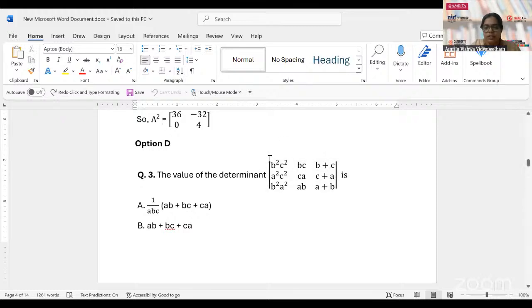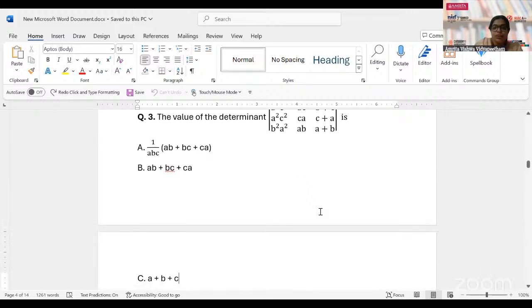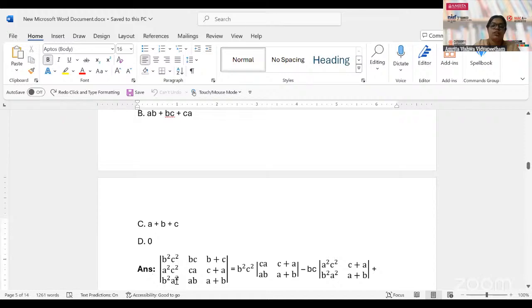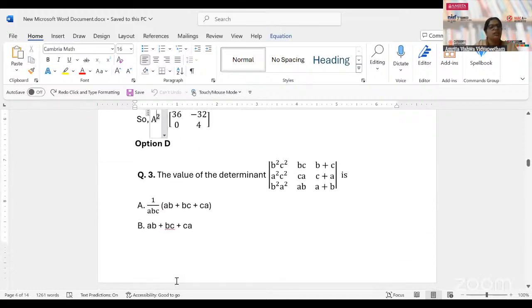So here the determinant is B square, C square, BC, B plus C, A square, C square, CA, C plus A, B square, AB, A plus B. And I think some of you might have already encountered this question. So the first option is 1 by ABC into AB plus BC plus CA, that is 1. The second one is AB plus BC plus CA. The third option is A plus B plus C, and the fourth option is 0. So you need to find out which among these is correct. You can try any method, whichever is comfortable for you. And once you've completed, just tell me the answer in the chat box.